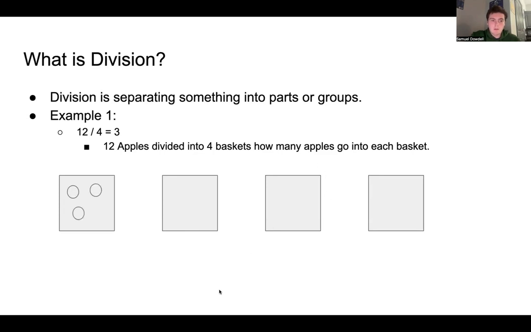So 1, 2, 3. So that box is good. Second box is good. Third box is good. Final box is good. So each basket would get 4, or not 4, excuse me. Each basket would get 3 apples. 4 baskets, 3 apples each. Then you can do it again if you wanted to backtrack and cross check your work. 4 times 3 is 12. And so, 4 plus 4 plus 4, 4, 8, 12. And you get the three apples per basket.